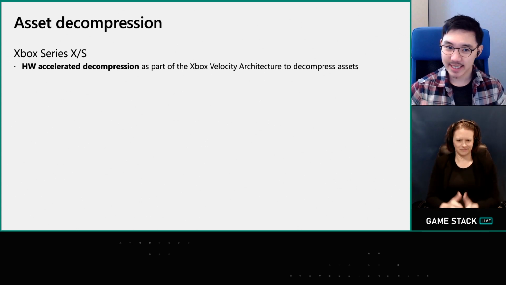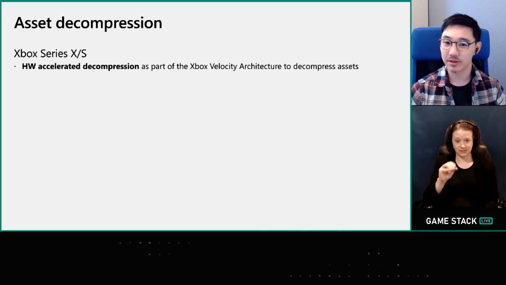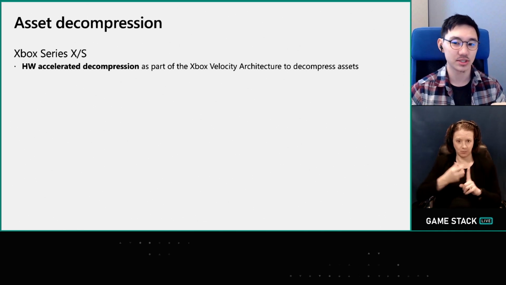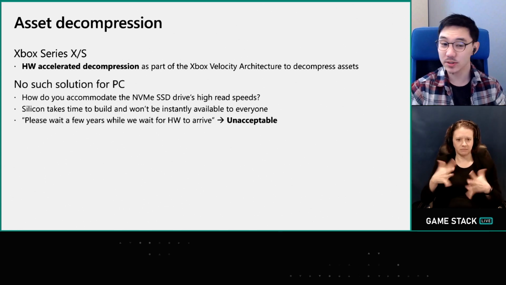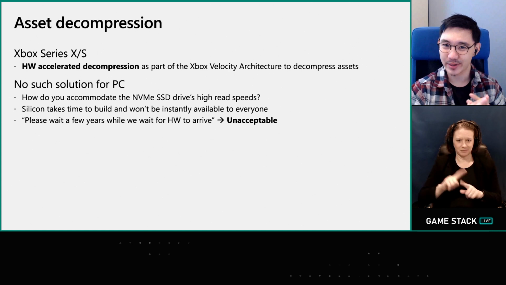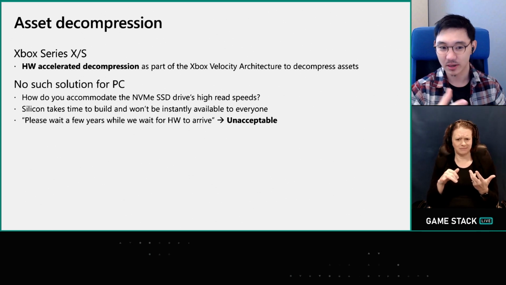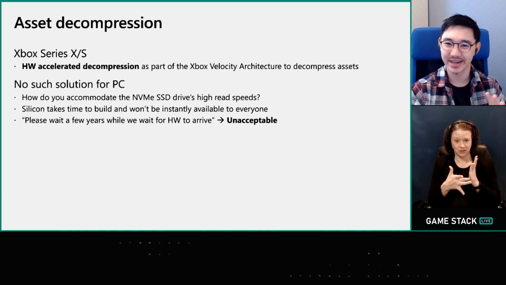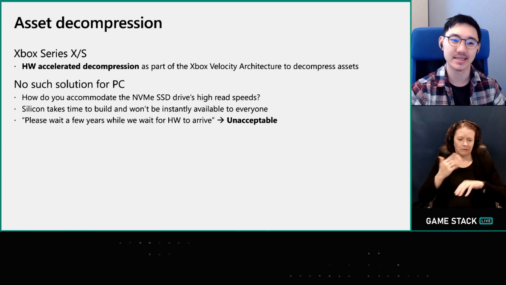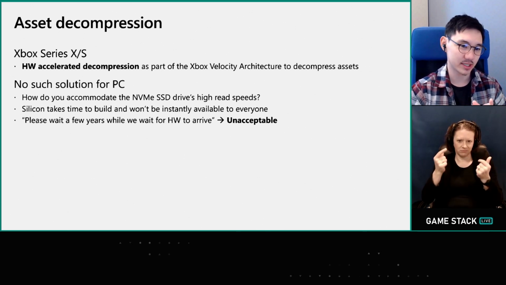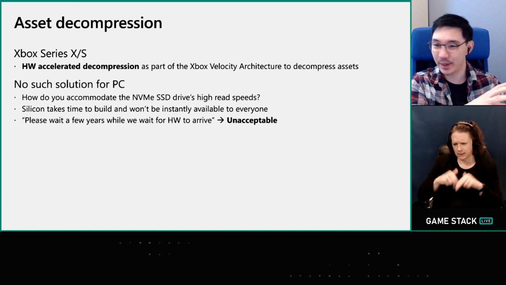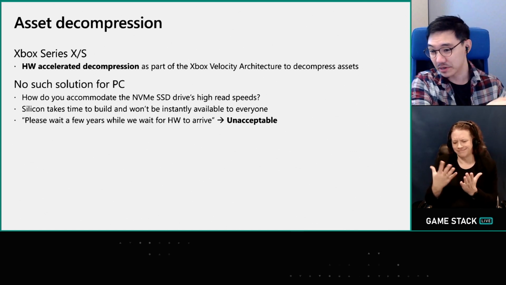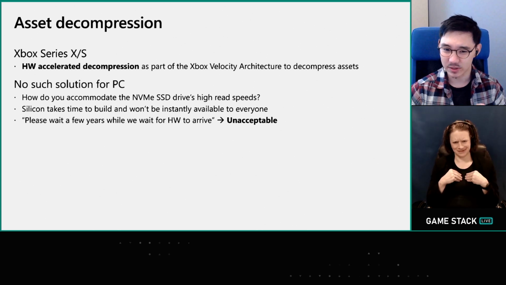And so Xbox Series X and S, they have hardware accelerated decompression. That's part of the Velocity Architecture. That's one of the pieces to decompressing the assets that's available on Xbox, on the next gen Xbox. No such solution on PC. How do we really accommodate those high rates? Silicon, being, in this case, chip technology, takes a long time to build. And again, like we mentioned, it won't be available to everybody instantaneously. And it's essentially unacceptable for us to say, as an industry, please wait a couple of years, we're going to go build hardware, wait for that to arrive, and then you can take advantage of the other hardware, the NVMe SSD drive. That is not really an acceptable scenario.